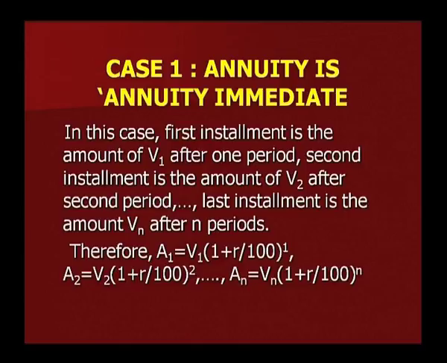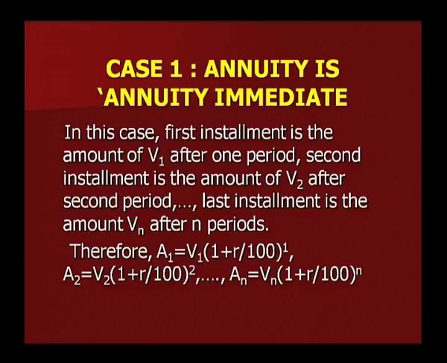Case 1, annuity is annuity immediate. In this case, first installment is amount of V1 after one period, second installment is the amount of V2 after second period, and so on. Last installment is the amount Vn after n periods. Therefore, A1 = V1(1 + r/100)^1, A2 = V2(1 + r/100)^2, An = Vn(1 + r/100)^n.